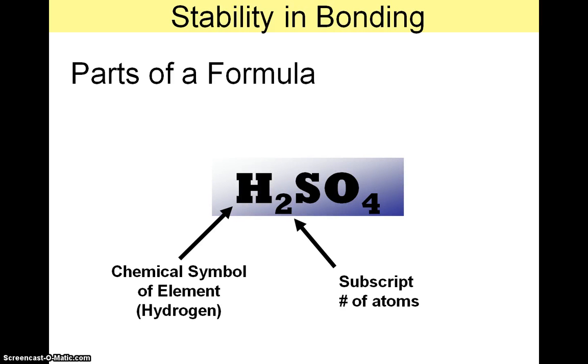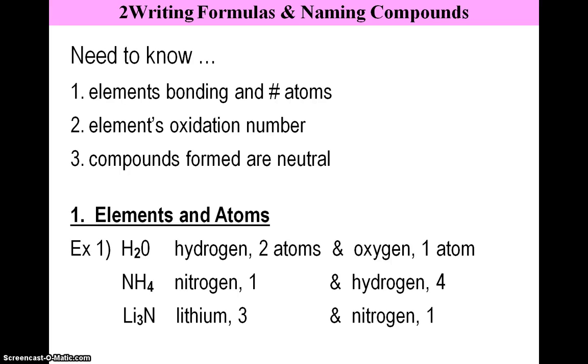Okay. So in order to write a formula for an ionic compound, we need to know the elements that are bonding and the numbers of elements, the elements' oxidation numbers, which is their charge when they become an ion, and we need to know that compounds formed are neutral. Okay. Now, we're specifically talking about ionic compounds here.